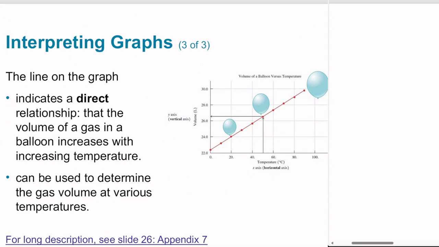Here we see the graph. We observe a direct relationship, a direct linear relationship between temperature and volume. We see that as we increase the temperature, volume increases. So as we increase from 20 to 50 to 100 degrees C, the volume increases from 24 to around, let's say, 26.5 liters to around 30 liters.